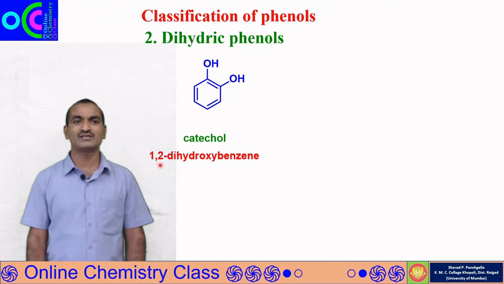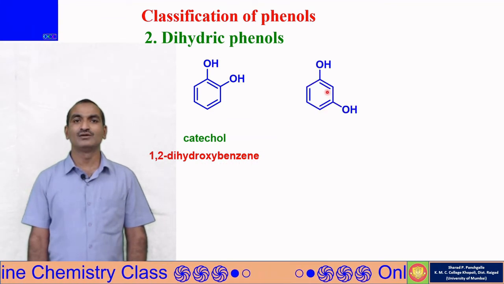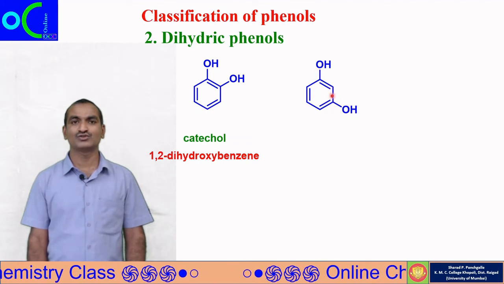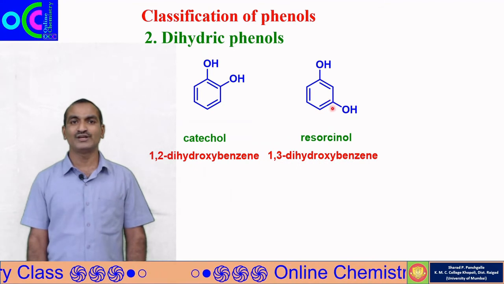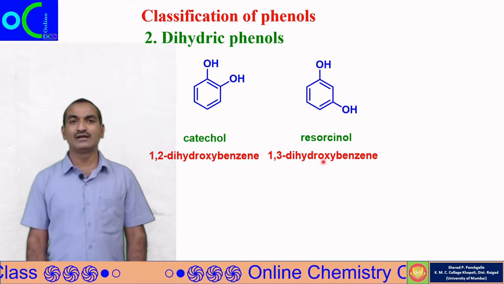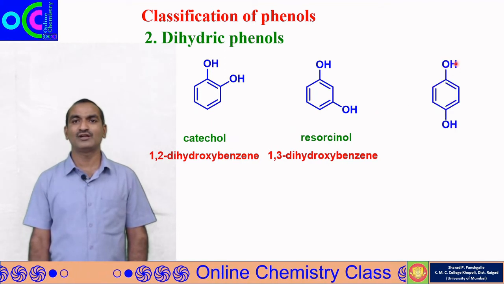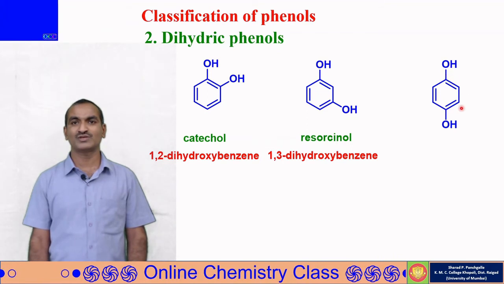So this will be known as 1,2-dihydroxybenzene. Now this is resorcinol. In resorcinol, the two hydroxy groups are present at position 1 and position 3. So its IUPAC name is 1,3-dihydroxybenzene. Similarly, when the two hydroxy groups are opposite to each other, para with respect to each other, its common name is hydroquinone.